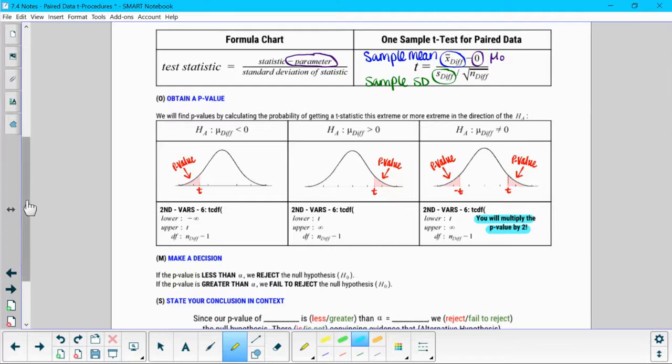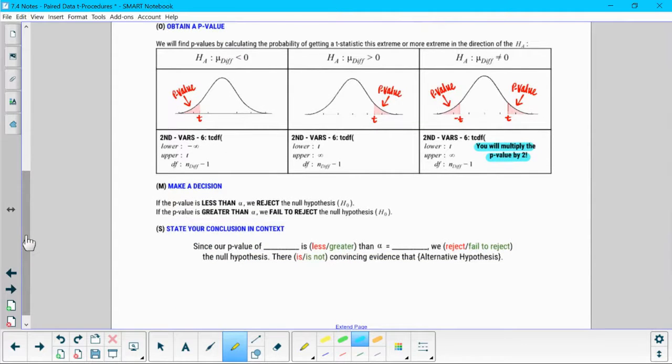So then you move on to making your decision. If your p-value is less, we reject. If it's greater than alpha, we fail to reject. And we conclude in context as we have been doing since our one proportion z-test.